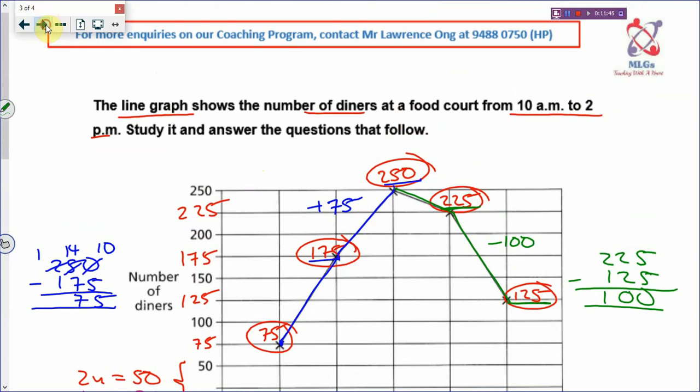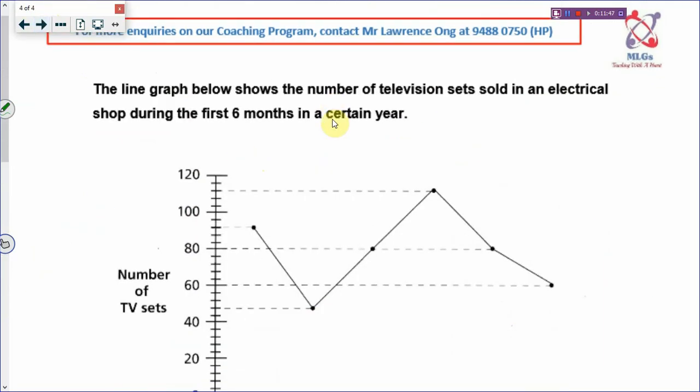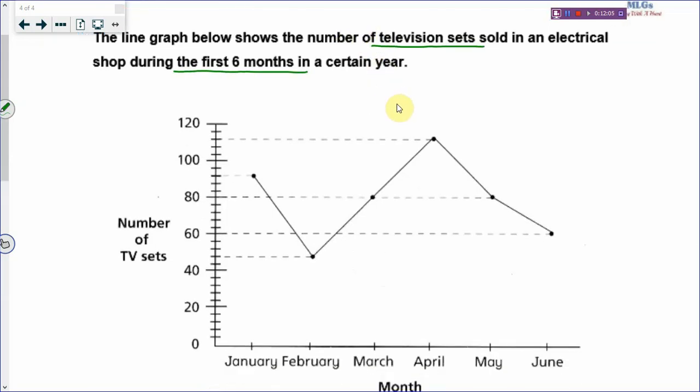Okay, let's look at the last question. Let's look at this. So again, you can see there are more gaps already. So before you can put the numbers on the line graph, you have to count the gaps first. So the line graph shows the number of TV sets in an electrical shop during the first 6 months in a certain year. So you look at the line graph and count the gaps.